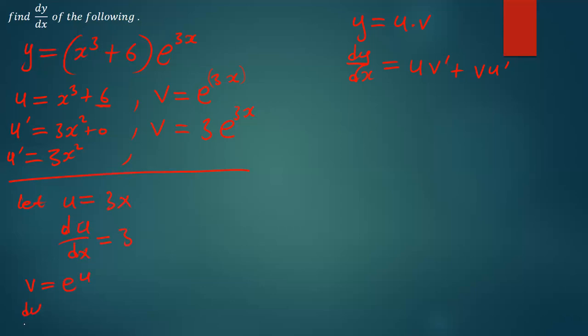And then dv/du will be equal to e to the power u. So when you differentiate an exponential function, you simply get the same exponential function if it's not raised to any function with the variable x. The derivative of e to the power x is e to the power x. The derivative of e to the power any function is simply the same e to the power that function. So if you have e to the power x and they tell you to integrate or differentiate e to the power x, the answer will still be e to the power x.